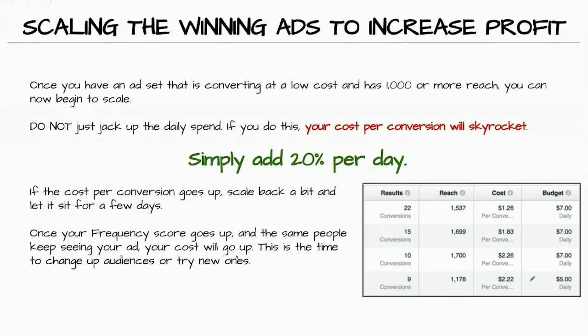Once your frequency score goes up, and your frequency score is one of the metrics listed in these columns, it means that, like, if you have a frequency score of 4, that means on average people you're showing these ads to are seeing your ad 4 times. So if it goes up, eventually your ad costs will go up because the same people end up seeing it over and over. Obviously, the lower the reach, or the lower the size of your audience, the quicker that'll happen. If you have an audience of 200,000 people, that ain't gonna happen for a while.